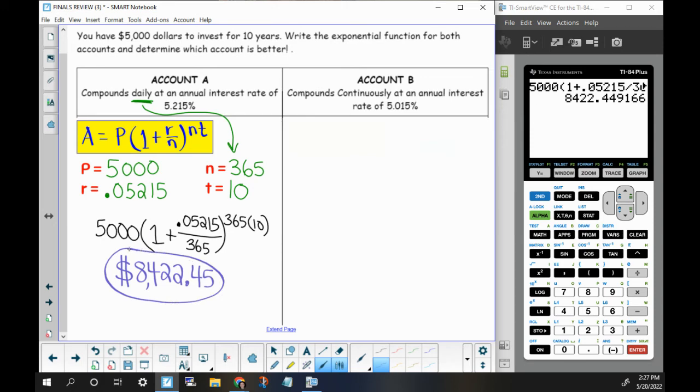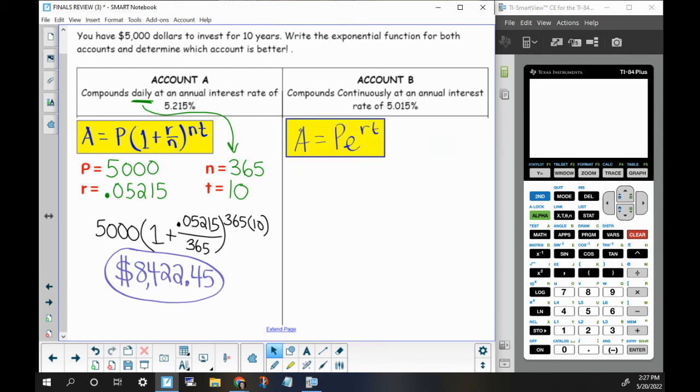Now we are not done. Now it says account B compounds continuously at an annual interest rate of 5.015%. Now guys, we're going to get some practice with this. This is going to be our PERT formula. So we have P, we have the E, we have an R, we have a T. I will show you how to find the E here in a second. This is when something says compounds continuously.